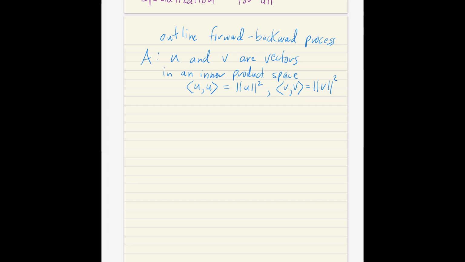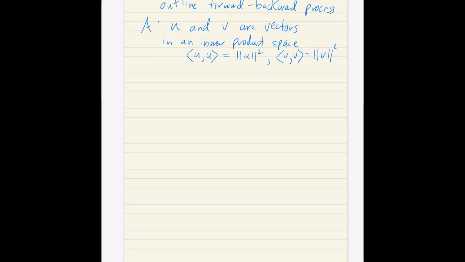Okay, so that is our hypothesis, and we'll work backwards from the conclusion. Way down here is our conclusion, and our conclusion has the statement that the inner product of u and v squared is less than or equal to the magnitude of u times the magnitude of v.